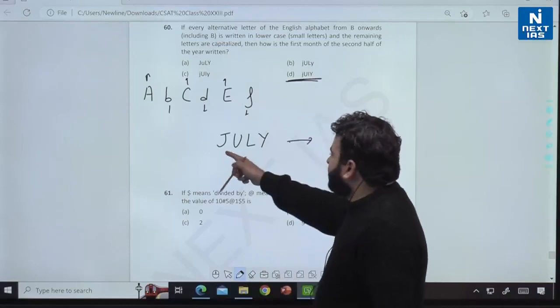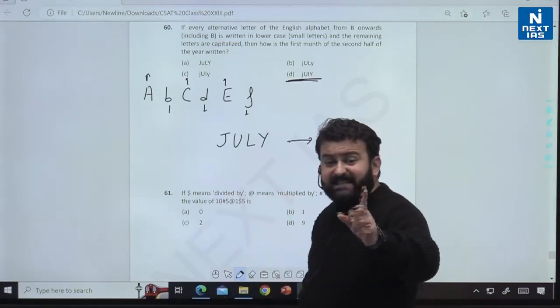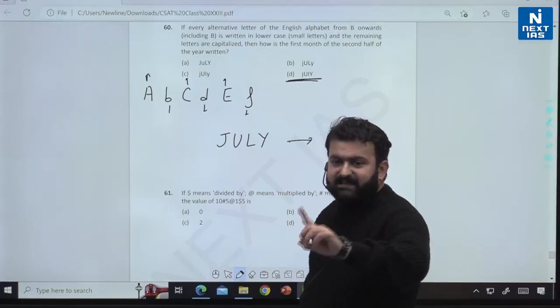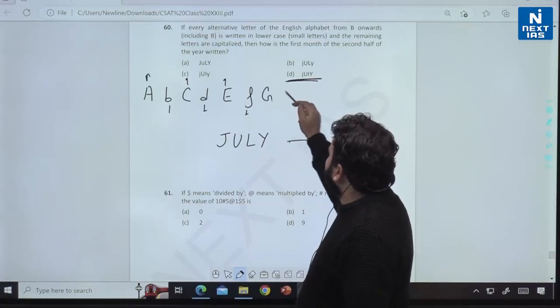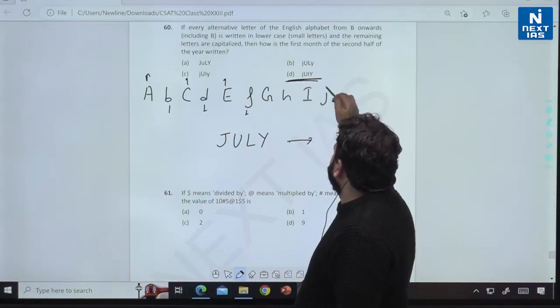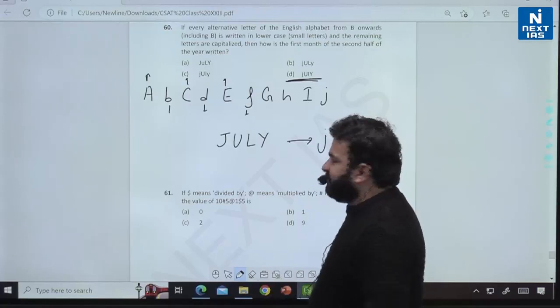Now in July, J, what is the position of J? The position of J is 10th. Position of J is 10th. So the position of J is 10th. Now look, here is the confusion, G H I J. So J will be small.